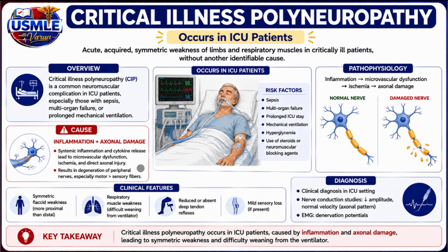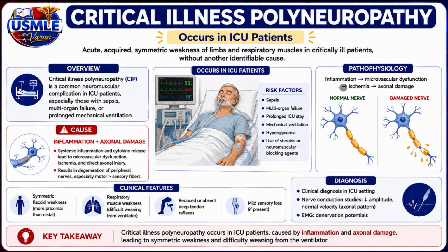There is systemic inflammation and cytokine release, which leads to microvascular dysfunction, ischemia, and direct axonal injury. This results in degeneration of peripheral nerves, especially motor more than sensory fibers. Risk factors include sepsis, multi-organ failure, prolonged ICU stay, mechanical ventilation, hyperglycemia, use of steroids or neuromuscular blocking agents. Usually, the pathophysiology follows a course of inflammation, followed by microvascular dysfunction. This leads to ischemia, and this eventually leads to axonal damage.